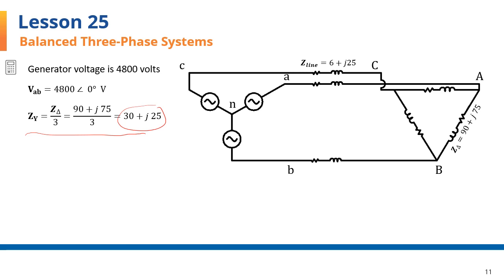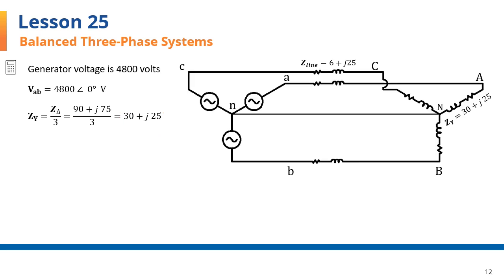The next slide has the Y-connected equivalent load. And here it is. The neutral conductor inserted here is only to help us with our analysis of the system and is inconsequential to the overall function of the system as it does not carry any current.